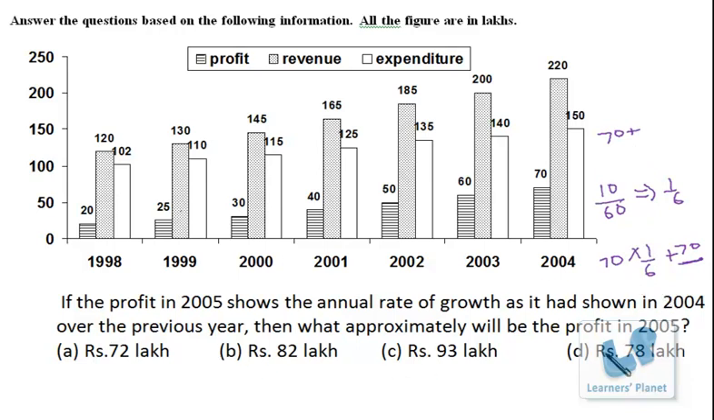Now options are quite far from each other, so we just get the approximate value of 70 by 6. 6 12s are 72, so the value will be between 11 to 12, right? So it's between 81 to 82, so around it is 82 lakh, right? In the previous year it was 70 and growth is 1 by 6. So 1 by 6 of 70 is a value between 11 to 12. So we are going to add them to 70. So next year the profit will be around 81 to 82 lakh. So 82 lakh will be the correct choice. I hope you are getting me.